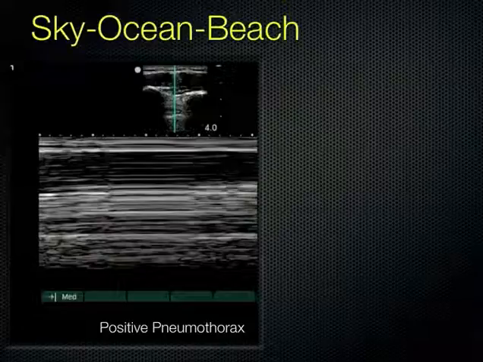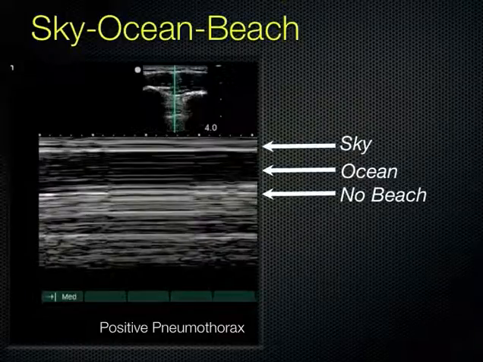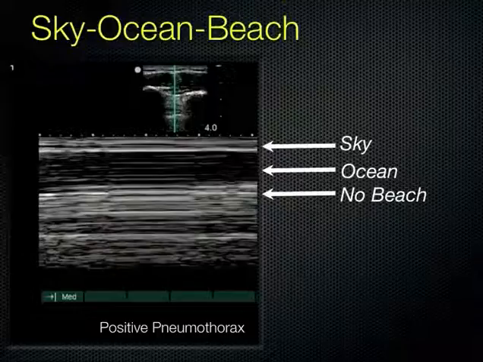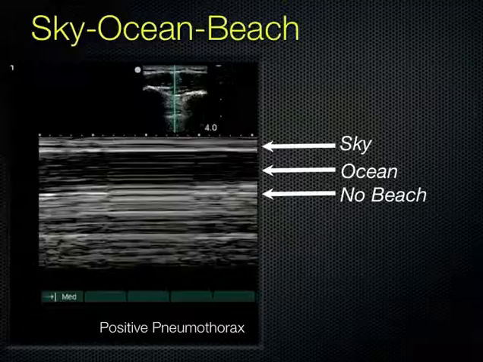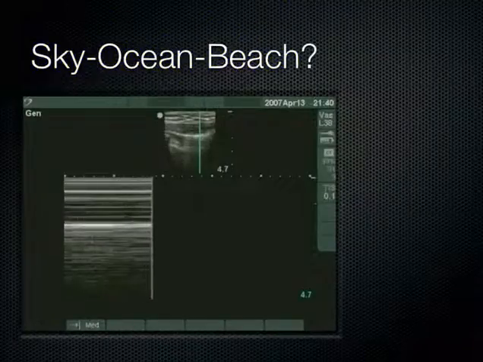In your models today, I'm sure nobody's going to have a pneumothorax, but if you ask them to hold their breath very carefully, like when you're doing an M mode, get sky, ocean, beach first, then ask them to hold their breath and really not move at all, and you'll be able to see the stratosphere sign, the barcode, because if the lung's not moving, you won't get that graininess. Sky, ocean, beach. Nope, pneumothorax. Good job.